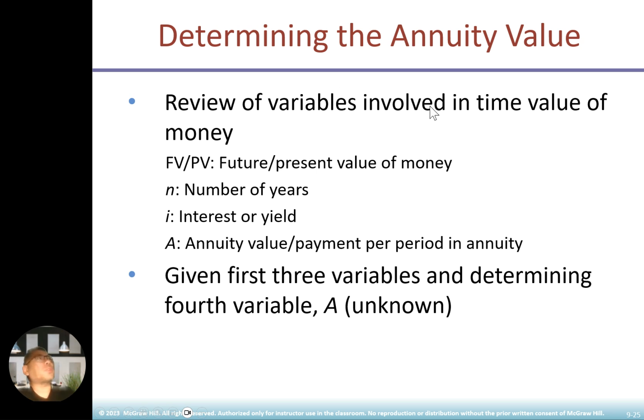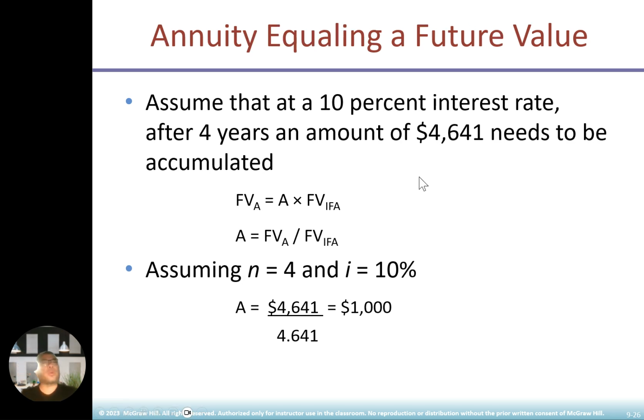Determine the annuity value. This involves the variables of the time value of money: future value, present value, N the number of years, I the interest yield, and A the annuity payment per period. Given the first three variables, the fourth variable, A, is the unknown. Annuity equivalent for future value, for example: assuming a 10% interest rate, after 4 years an amount of 4,641 needs to be accumulated. You calculate future value annuity equals annuity times future value interest factor annuity, where A is the future value annuity divided by the future value interest factor annuity, assuming N equals 4 and I equals 10%. You plug in the number 4,641 and you get 1,000. That's how you get this logic.